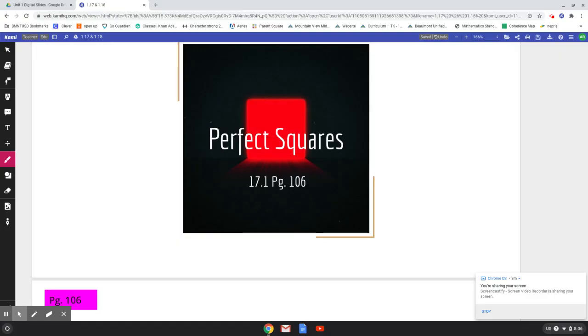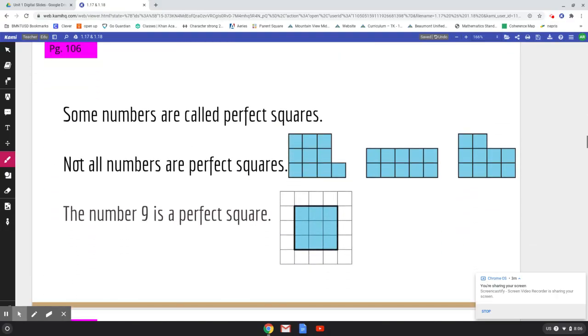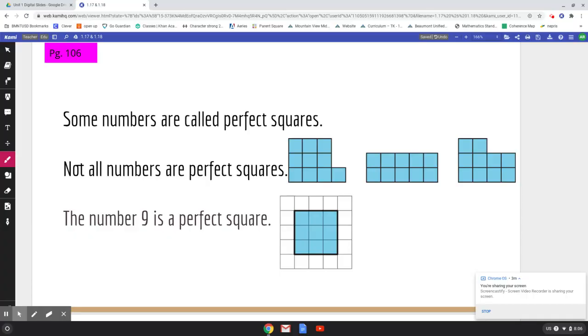Okay, so now we're going to be talking about perfect squares. So you're in your book and you're on page 106. Some numbers are called perfect squares. Not all of the numbers are perfect squares, and these 3 examples in the middle are examples of not perfect squares. Now the number 9 is a special number. It is a perfect square. As you can see, this is a 3 by 3 square. Well, 3 times 3 makes 9. So that is what makes it a perfect square. Notice how its square is exactly that of a square.